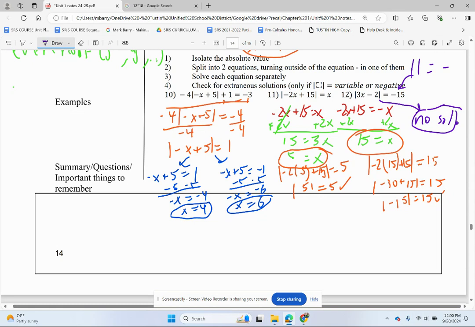Now we need to be careful because if you look at number 10, some people might have put no solution here because the absolute value equals a negative, but you can see we have to isolate the absolute value first, right? And so by the time we isolate the absolute value, it's actually equal to a positive, so that does work. So it's not necessarily the beginning of the problem. It's more like at the point that the absolute value is isolated, it needs to be equal to a positive or it's not going to work.